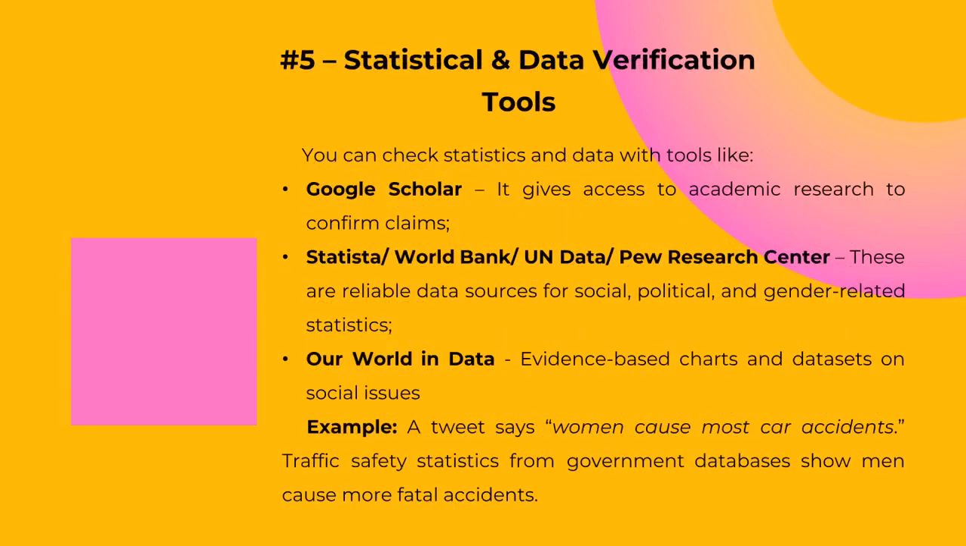You can check statistics and data with tools like Google Scholar, which gives access to academic research to confirm claims. Statista, World Bank, UN Data, Pew Research Center, all reliable data sources for social, political, and gender-related statistics, or Our World in Data, evidence-based charts and datasets on social issues.